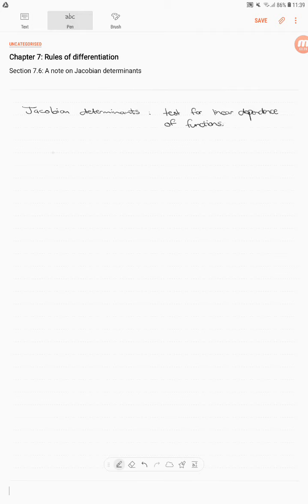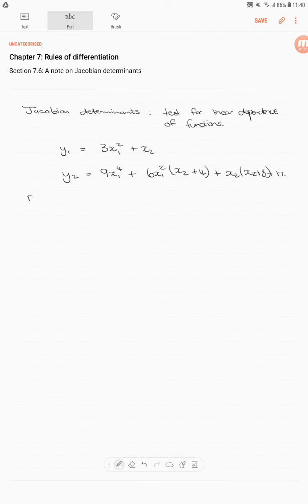So if, for example, we have two functions, y1 is equal to 3x1 squared plus x2, and y2 is equal to 9x1 to the power of 4 plus 6x1 squared times x2 plus 4 plus x2 times x2 plus 8 plus 12. By looking at these functions, we can't readily say whether they are linearly independent of one another. So for this, we would use Jacobian determinants.